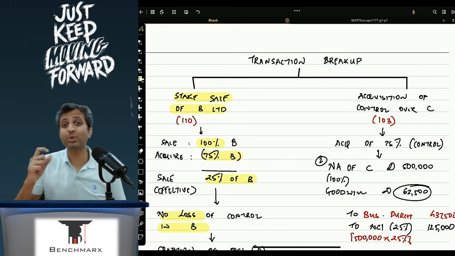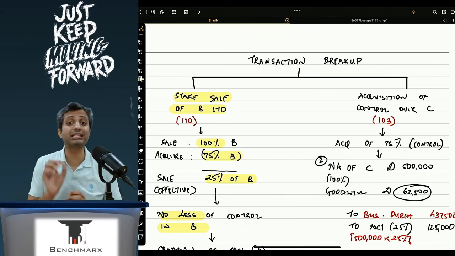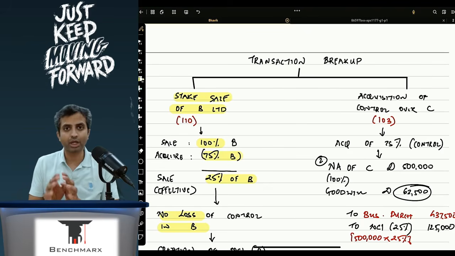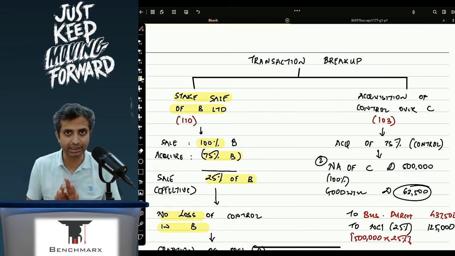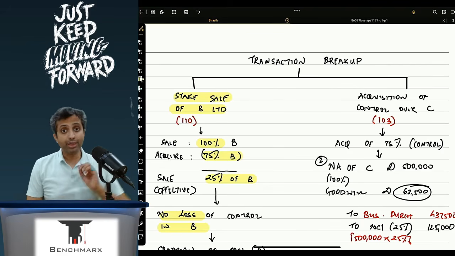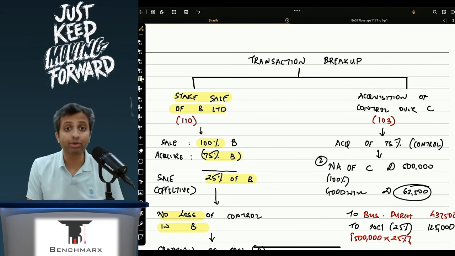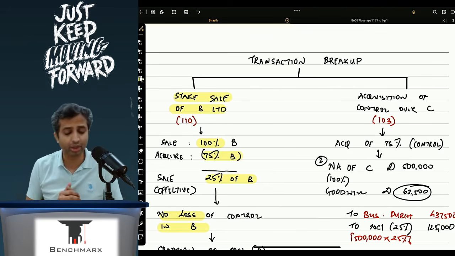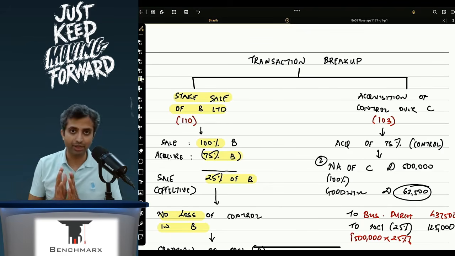If there's a stake sale where there's no loss of control, this transaction is treated as creation of NCI, which means that whatever are the net assets of B appearing in A's CFS, 25% of that will be attributable to NCI. Now comes another challenge. There can possibly be some goodwill because A controls B since a very long time. So there can possibly be a goodwill.